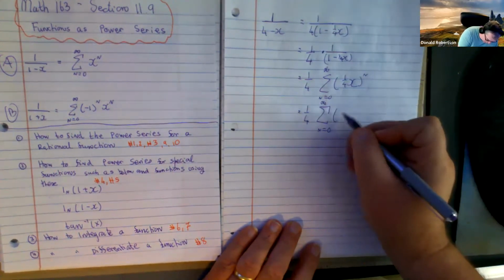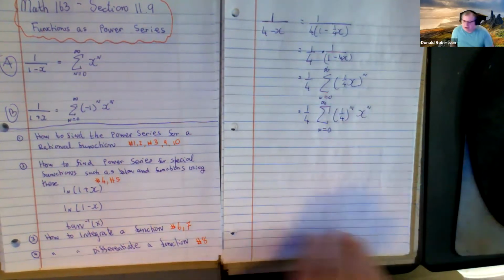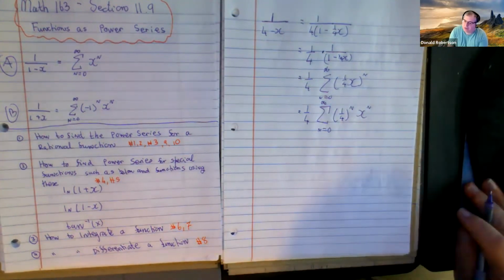This guy can be called 1/4 to the n, x to the n. Right? Just separate them out. Are we cool with that?